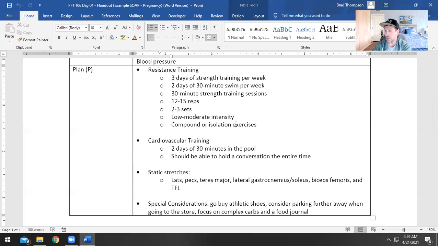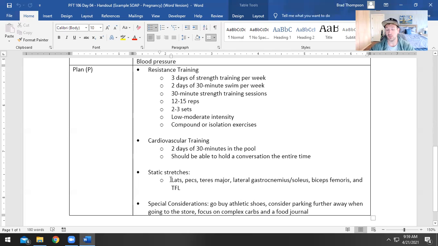Cardiovascular training, like I said, 2 days, 30 minutes in the pool. And then she should be able to hold, obviously she's not going to hold a conversation underwater, but the amount of out of breath that our client should feel, she'd be able to hold a conversation the entire time. She'd feel pretty confident being able to speak and breathe.